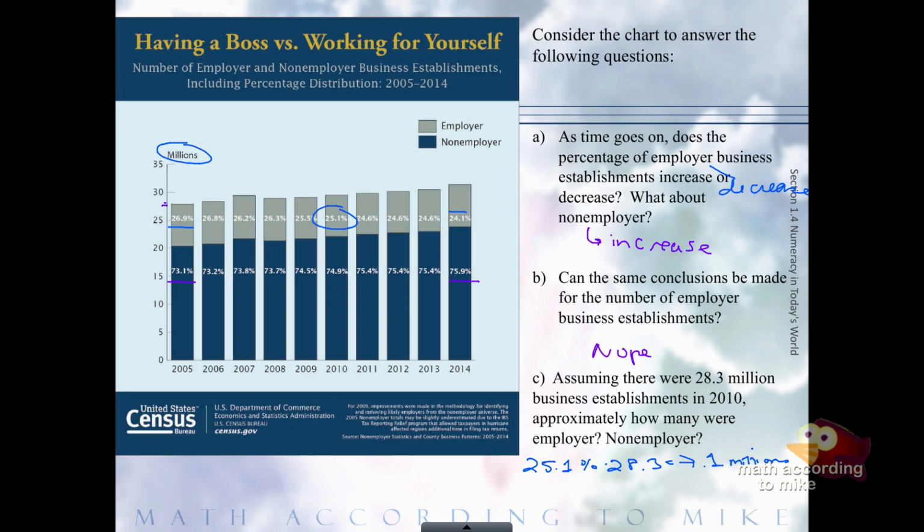And now let's do the same thing for non-employer. The non-employer percentage in 2010 was 74.9. So 74.9% of, times 28.3, is equal to 21.2 million.